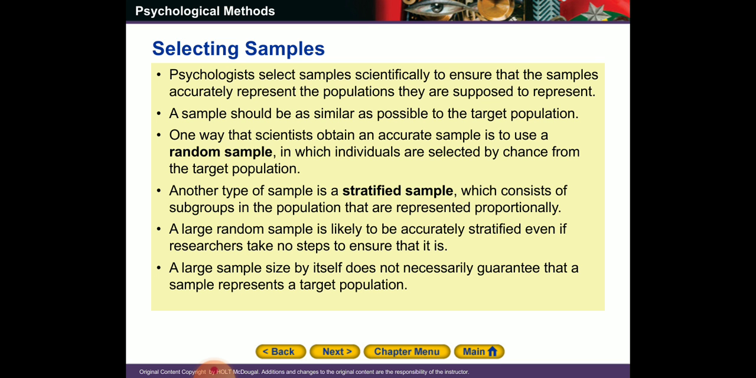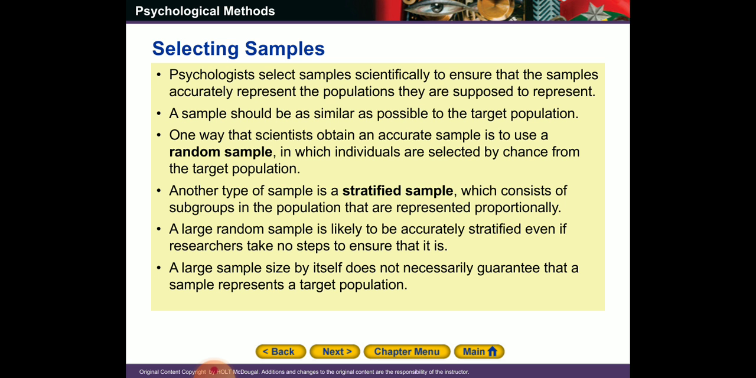Selecting samples. Psychologists select samples scientifically. It means it's based on a scientific way to ensure that the samples accurately represent the population that they are supposed to represent. So this means that the samples must be representative. Representative means they represent the real people that I want to make the survey on. A sample should be as similar as possible to the target population.